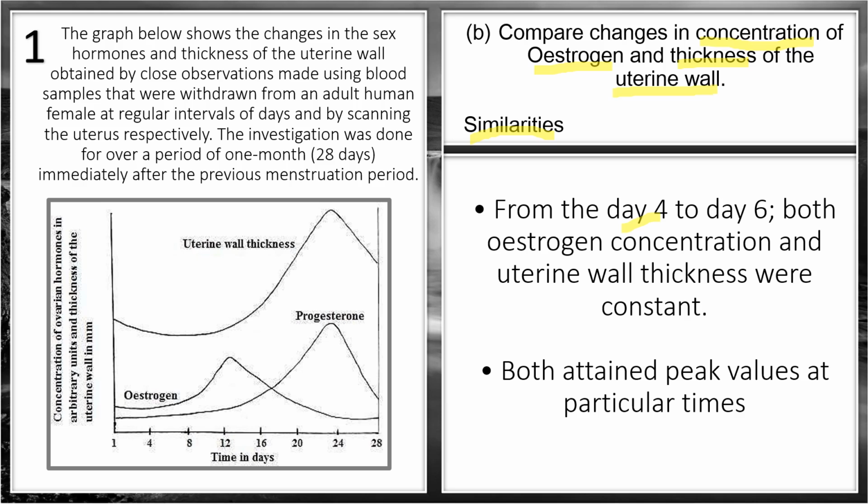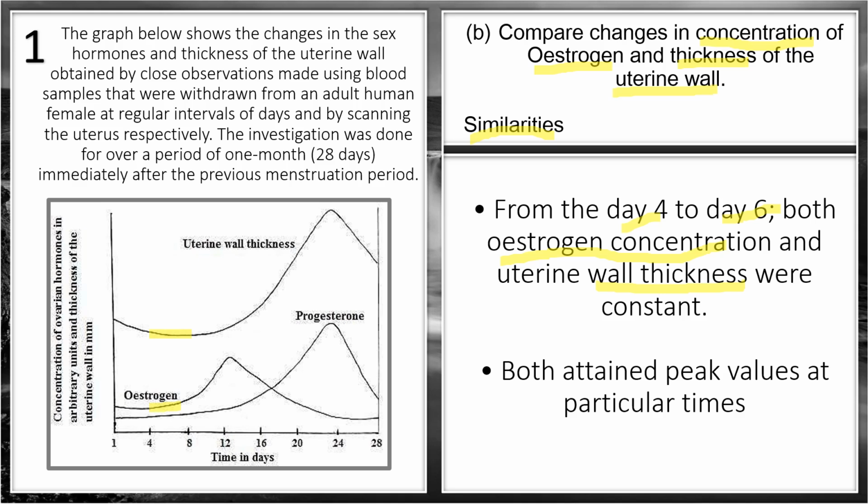From day 4 to day 6, both estrogen concentration and the uterine wall thickness were constant. So from day 4, around here, up to around day 6 here, the concentration of estrogen was almost constant. The same applies here. From around there, the thickness of the uterine wall was almost constant.